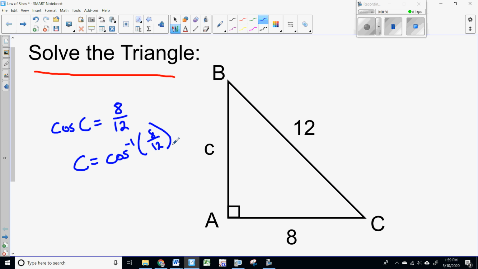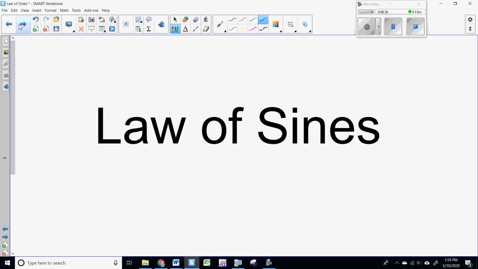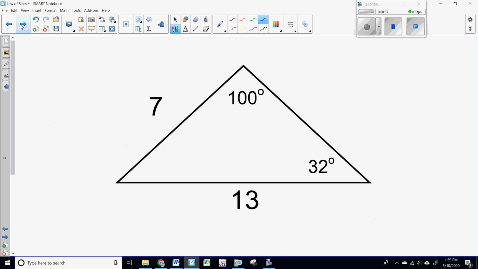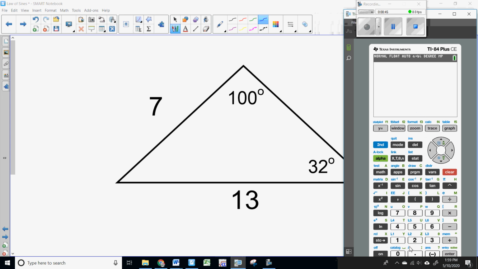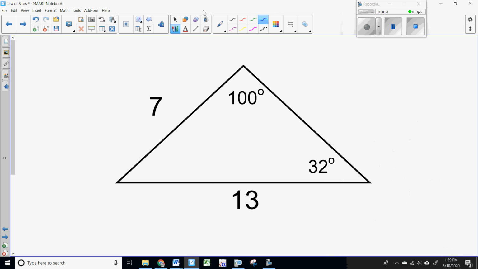So we want to continue to look at triangles today, but we want to look at something a little different. What happens if we have a triangle like this? Now, right away you can see it looks a little different. And if we use what we know about triangles, we know that the angles add up to 180, then we subtract 32, we subtract 100, we get 48. So this angle here is 48.